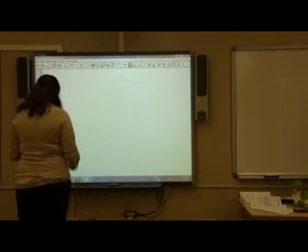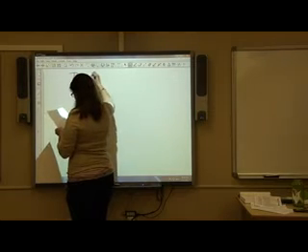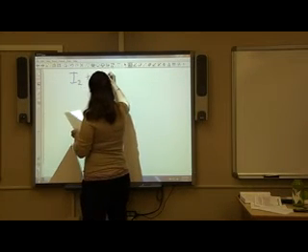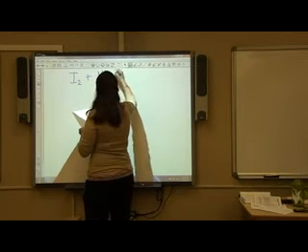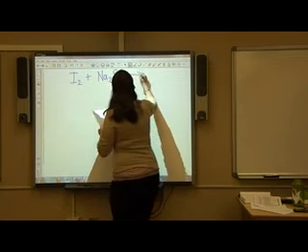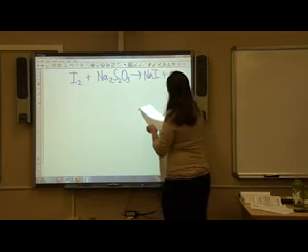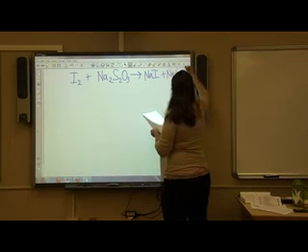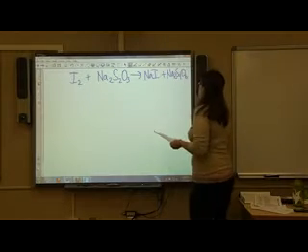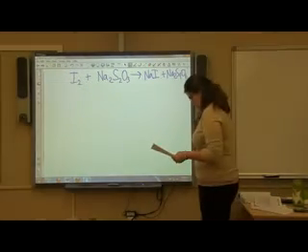Okay, let's do more examples. This is our next chemical equation: iodine plus Na2S2O3 yields NaI plus Na2S4O6. That's a 6. Okay, balance this equation.